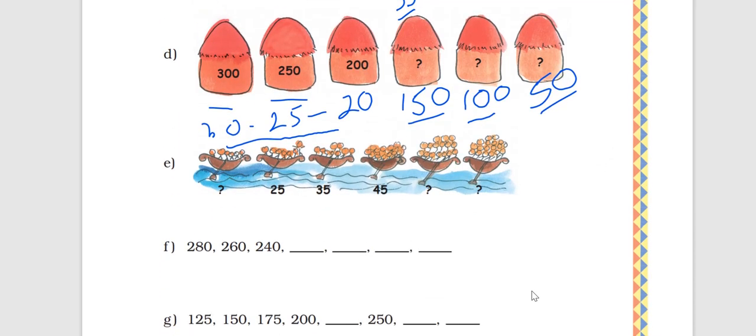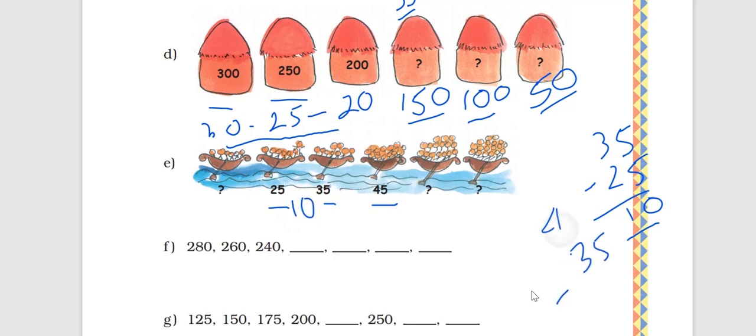Okay, the next one: we have a blank in the first place, and we have 25, 35, 45. It seems like it is increasing by 10 each time. We can verify that. You have 35 minus 25. 5 ones minus 5 ones is 0 ones, and 3 tens minus 2 tens is 1 ten. So the difference over here is 10. Now 45 minus 35. Again, 5 ones minus 5 ones is 0 ones, 4 tens minus 3 tens is 1 ten. So you get 10 in each case.